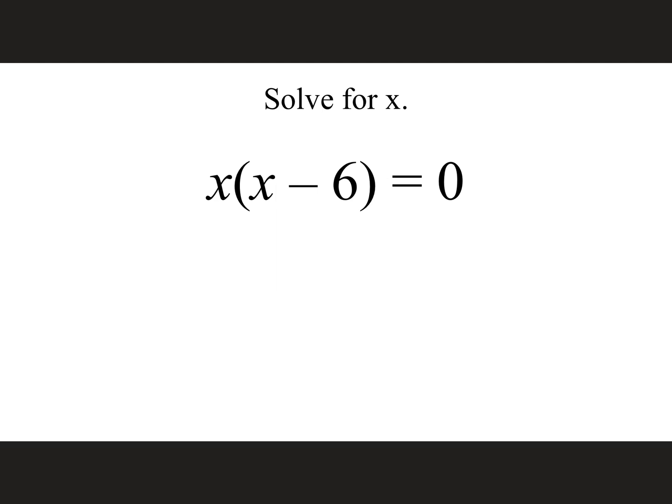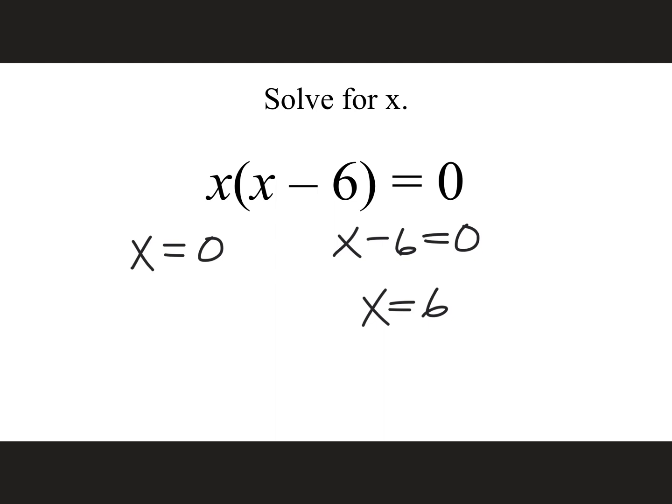Let's use the zero product property for this problem. First of all, I have 2 factors, x and x minus 6, and I'm just going to split them off and make them both equal 0. So x equals 0, well, that one's done. And then x minus 6 equals 0. Well, what minus 6 equals 0? 6. And so basically, I have 2 answers, 0 or 6.